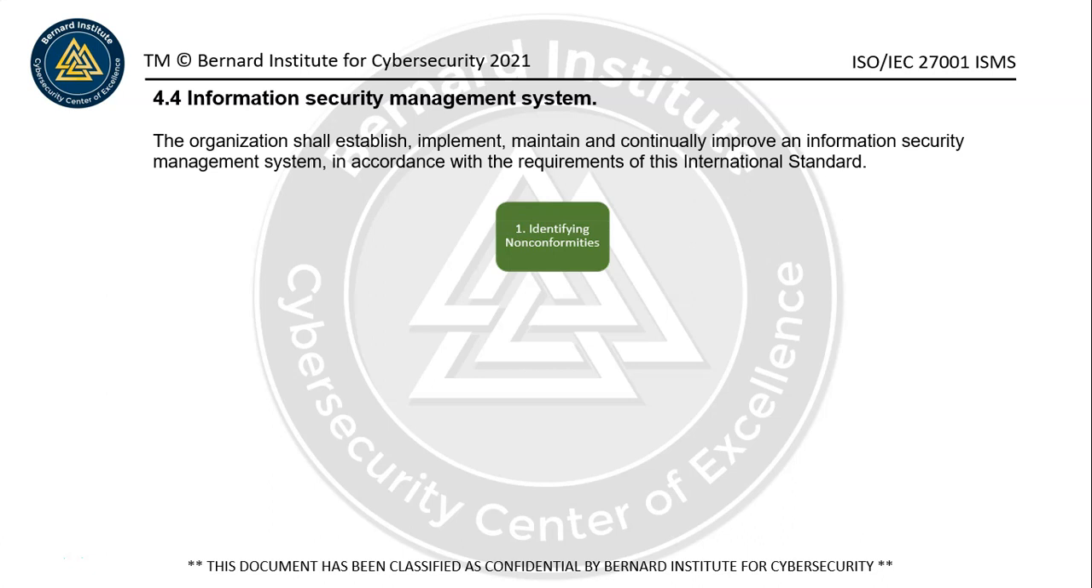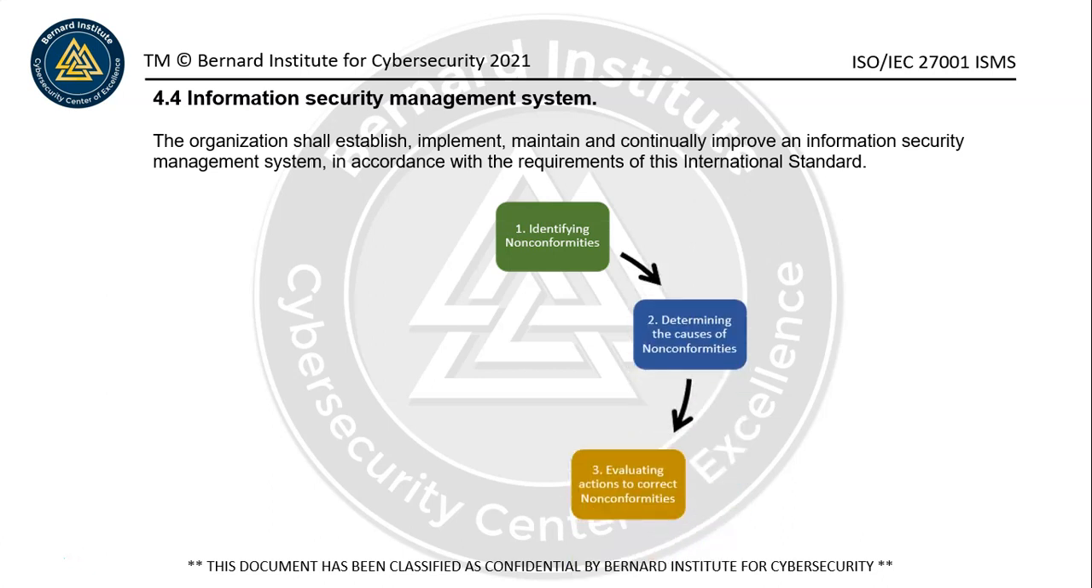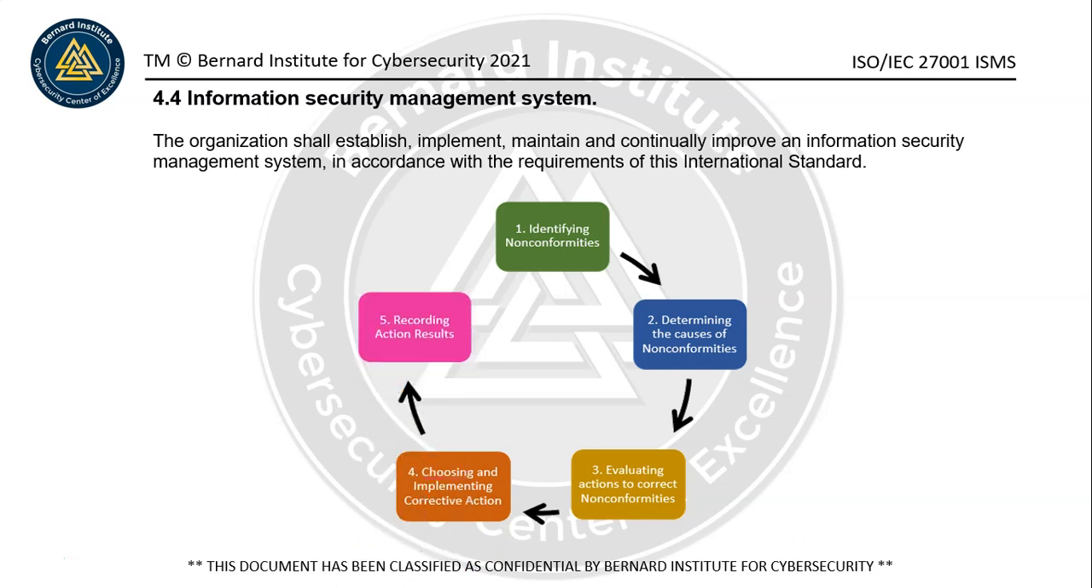So within continual improvement, we identify nonconformities. We determine the causes of the nonconformities. We evaluate actions to correct the nonconformities. We choose to implement corrective action. And then we record the results. So it's a very evidence-based cycle that goes around and around.